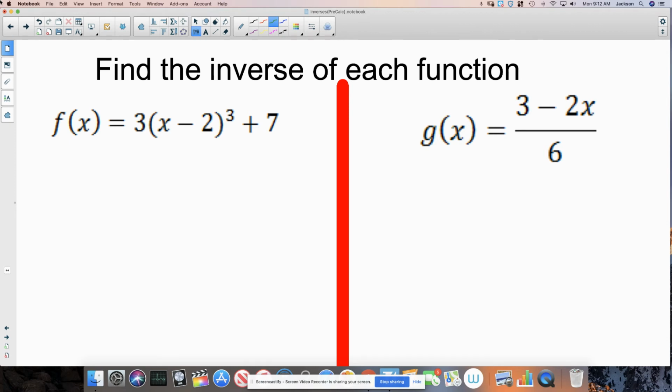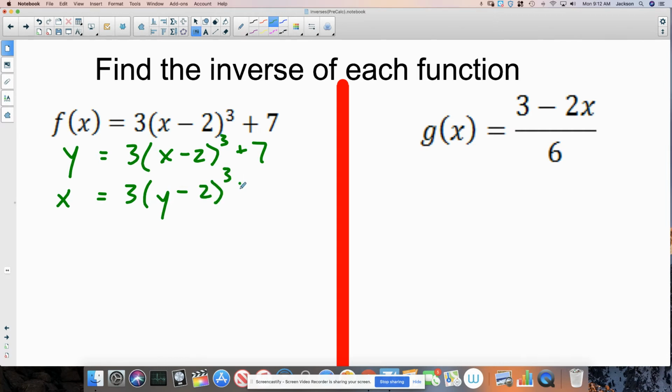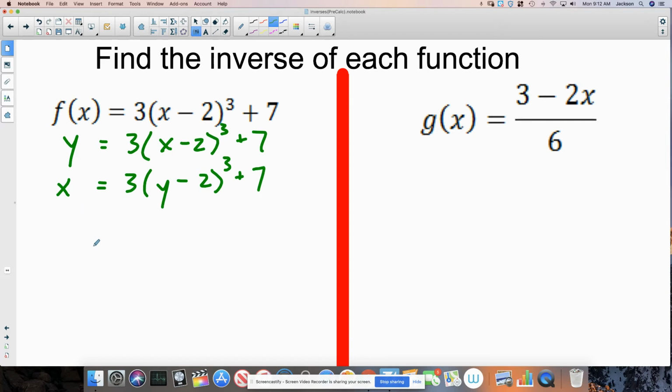So I know it has an inverse, and how do I find it? We talk about replacing f of x with y to start. Again, that's more of a bookkeeping step to make this next step make sense, in which we switch the x and the y's. So anywhere we see an x, we put a y, and we put an x wherever the y was on the other side. Now from here, we're solving for y.